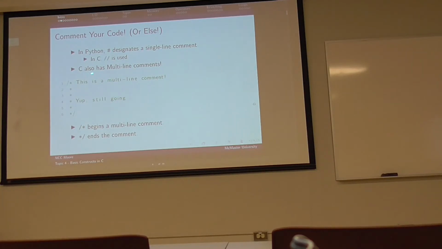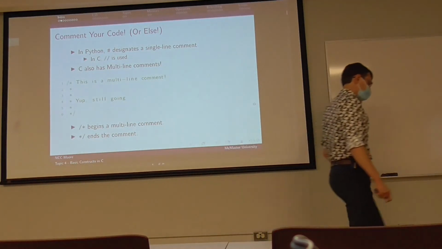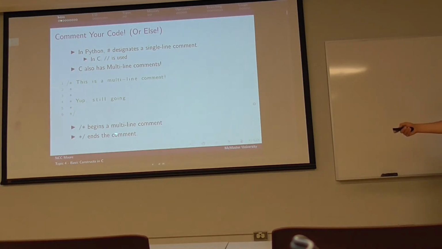In C, you have access to multi-line comments. /* begins a multi-line comment, and */ ends the multi-line comment. Anything in between those 2 characters is commented out. These asterisks running down the side are not syntactically necessary, but they are pretty. And part of the point of comments is to make the code look nice. So I would recommend inclusion of these asterisks.